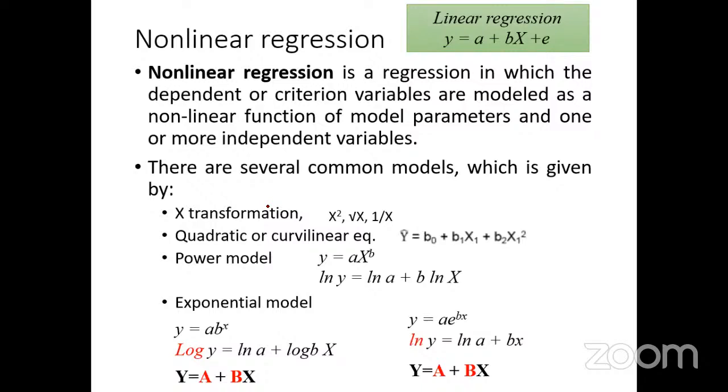In regression analysis, when your dependent variable shows a nonlinear function, we use nonlinear regression. This exists when you transform the x, like taking x square, root of x, or inverse of x, or when we use the quadratic equation beta 0 plus beta 1 x1 plus beta 2 x1 square. If you proceed further, it is called a cubic equation. Likewise, the power model, y is equal to a x raised to b, where b is the power of your equation. Then the exponential function, y is equal to a b raised to x, or y is equal to a e raised to bx.